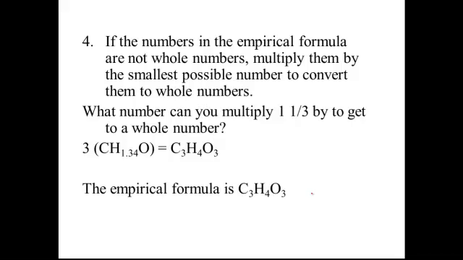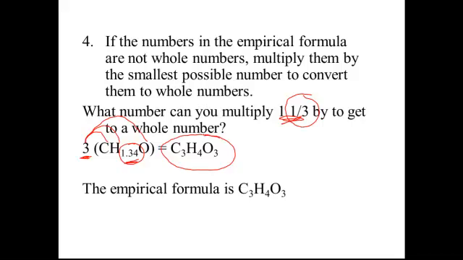If the numbers in the empirical formula are not whole numbers, such as that, you must multiply them by the smallest possible number to convert them to whole numbers. For example, 1.34 is basically 1 1/3. So what number would you multiply a third by to get to a whole number? Well, you would multiply it by 3. And that 3, again, the distributive property, has to go to all of them. So in this case, our empirical formula ends up being C3H4O3.